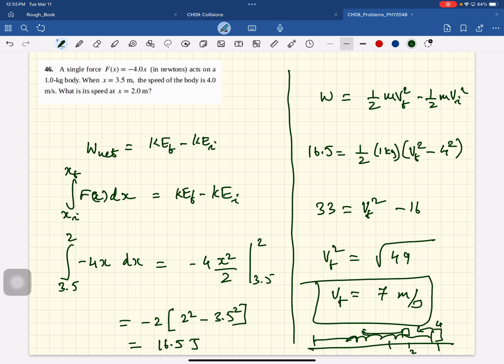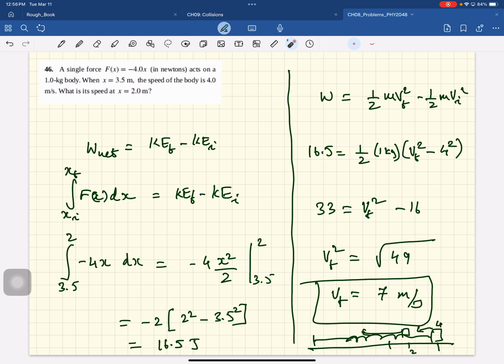How do you know that x equals 2 meters is our final position? It says when it's at 3.5 meters, the speed of the body is that. What is its speed at that position? So that's the initial position and that's the final position. Does it matter if you assume one or the other? Well, it won't matter in this case. As long as the speed at that point is that, this will come out to 7 meters per second at 2 meters.